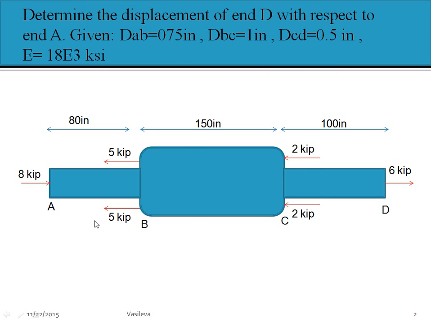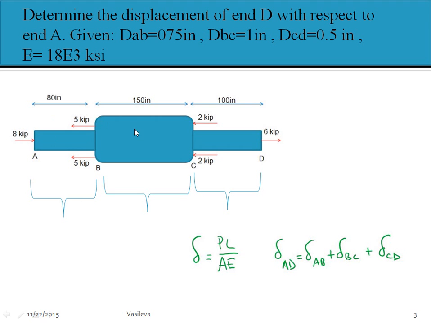So let's start off by basically piecing everything together. We know that the equation for displacement is PL over AE, where P is the force, the normal force, L is the length of that segment, A is the area of the segment, and E is the elastic modulus, which is given. So we know that from end A to end D we have three separate chunks, AB, BC, and CD. So to find the whole AD, we need to find the individual ones and then simply sum them together to get the final answer, or the total displacement from A to D.